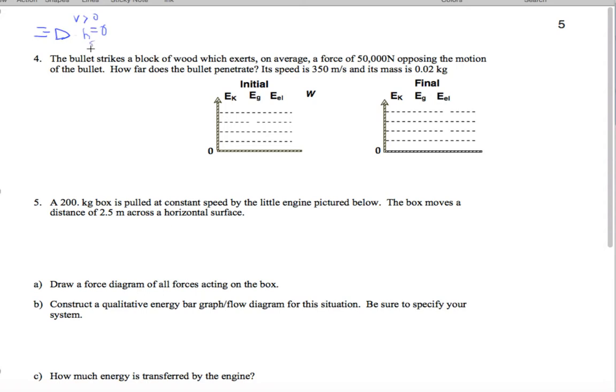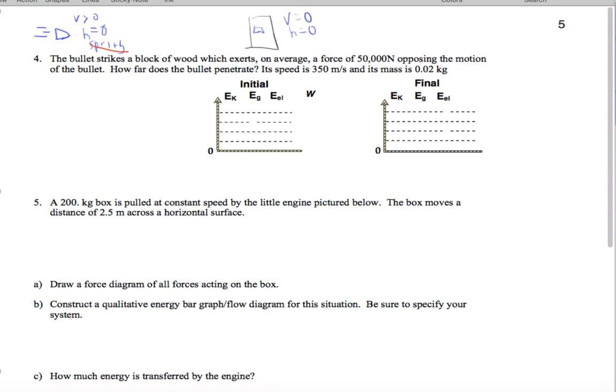And the other thing is we have no spring, so there's no elastic energy to contend with. Now what's going to end up happening is that we have a block, and this bullet is going to penetrate the block and be embedded in the block like this. So what does this tell us? The speed of the bullet ends up being 0. The height of the bullet is still 0.